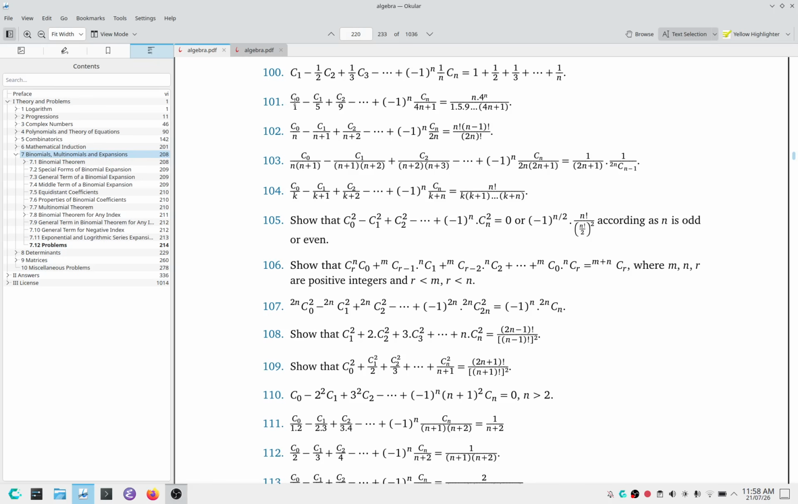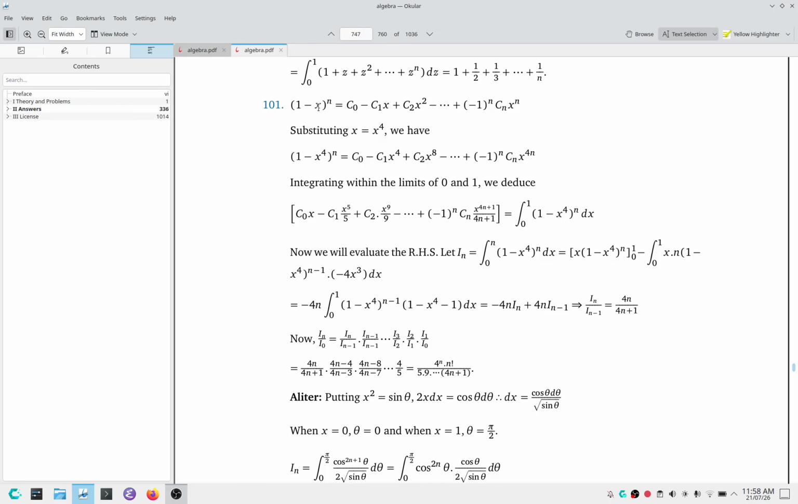Question 101 says that we have to show that C0 upon 1 minus C1 upon 5 plus C2 upon 9 and so on up to (minus 1) to the power n, Cn upon 4n plus 1 is equal to n times 4 to the power n upon 1 times 5 times 9 and so on up to 4n plus 1.